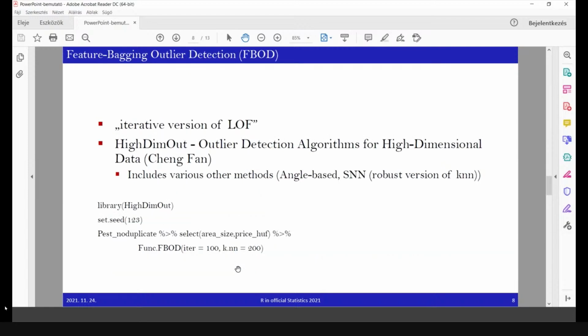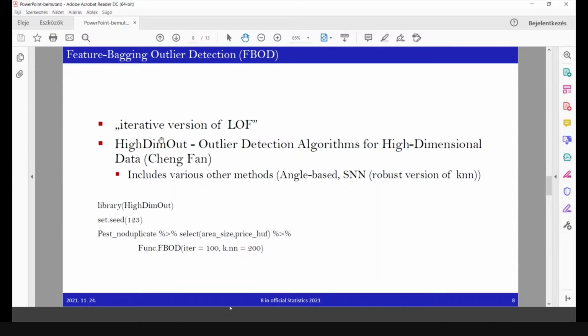There is the feature bagging outlier detection. I'm not going to dwell on this much longer. It's, in a sense, an iterative version of the local outlier factor. So we choose just a proportion of the observations available, and then we calculate the local outlier factor about 100 times or so, and then we will get these scores.